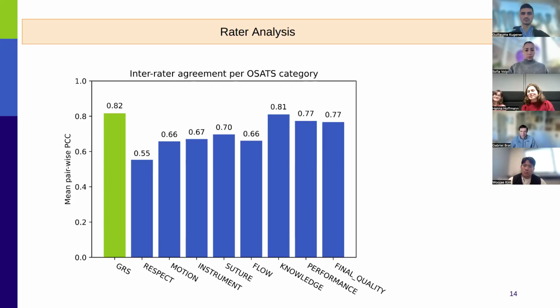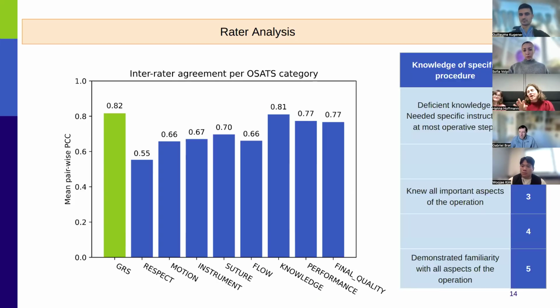And I kind of wanted to look at that because, so here I showed the actual definition of the individual rating score with its definition. And so a rating of 1 is called deficient knowledge. And a rating of 3 means that they knew all important aspects. A rating of 5 is that they demonstrated familiarity with all aspects. And here, what I kind of ask myself is, what exactly is the difference, or what's the nuance between knowing all important aspects versus demonstrating familiarity?